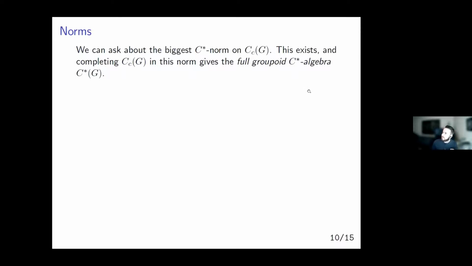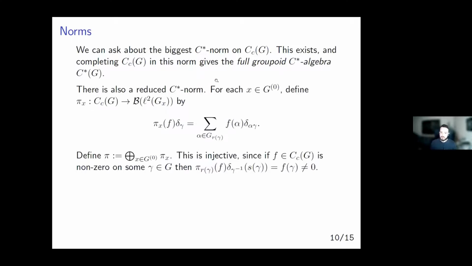There's a theorem called, I think, Renault's disintegration theorem, which is the funnest sounding theorem I've ever heard in my life, which I think shows you this in the group case. In the groupoid case, you do a similar thing, but you have to keep track of all the different identities that you have. But the upshot is this exists, and it's bounded. In particular, it's a finite norm. So you can complete these compactly supported functions into the full groupoid C-star algebra, which we denote by C star G.